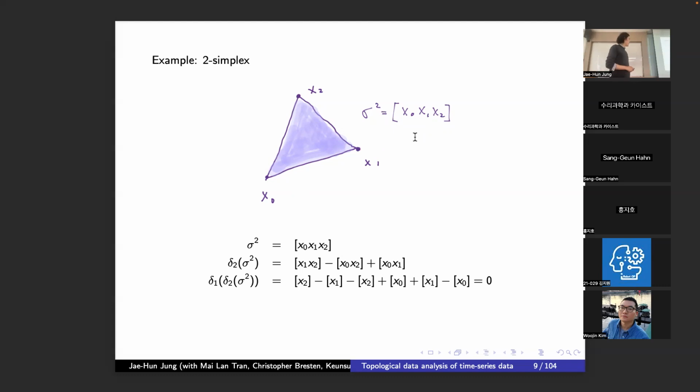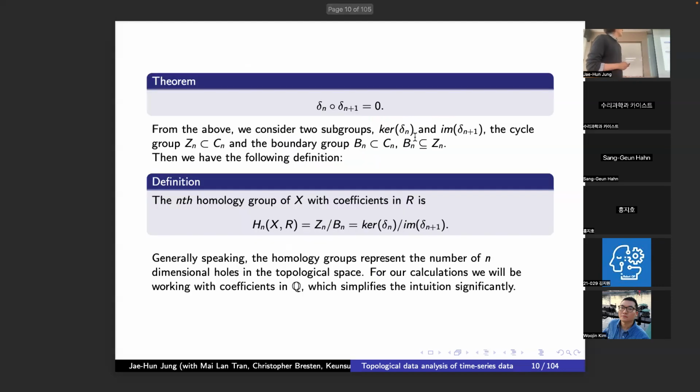Once you have a boundary image, you can apply the boundary map again. As you see, x1 is removed and x2 remains, then a minus sign, x2 removed and x1 remains, and so on. It turns out it becomes zero. In fact, this is the general statement: for any n, applying the boundary map twice gives zero. So delta n plus 1 composed with delta n is 0.